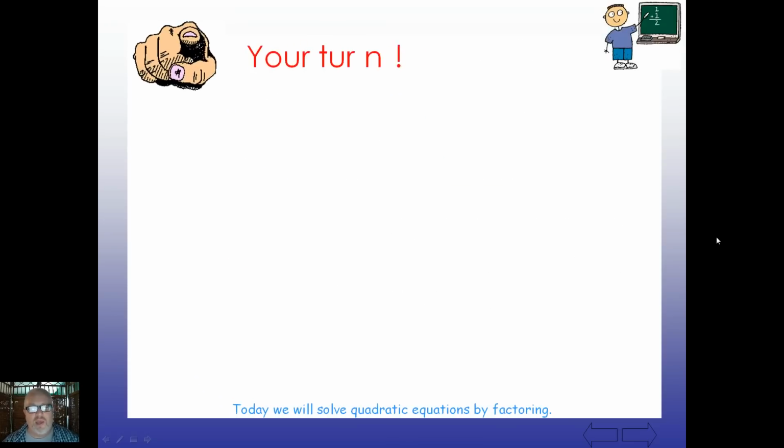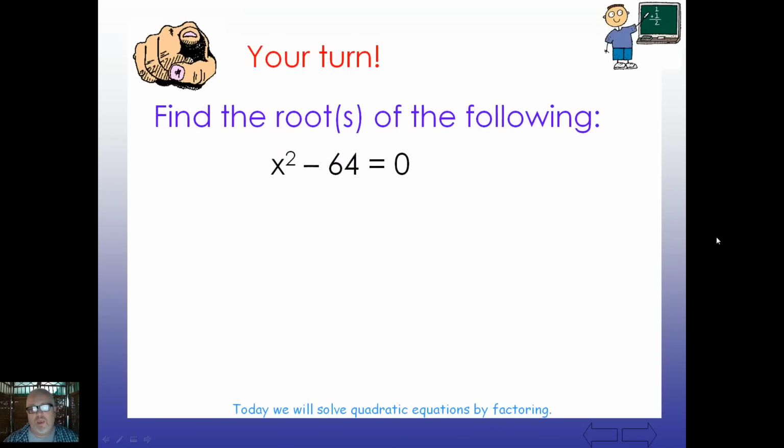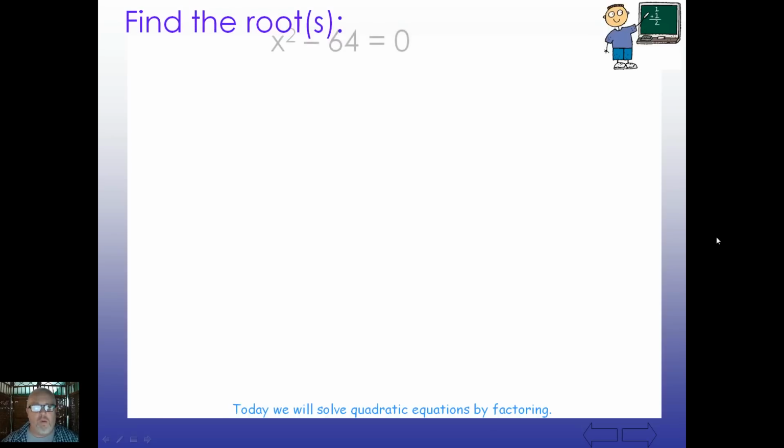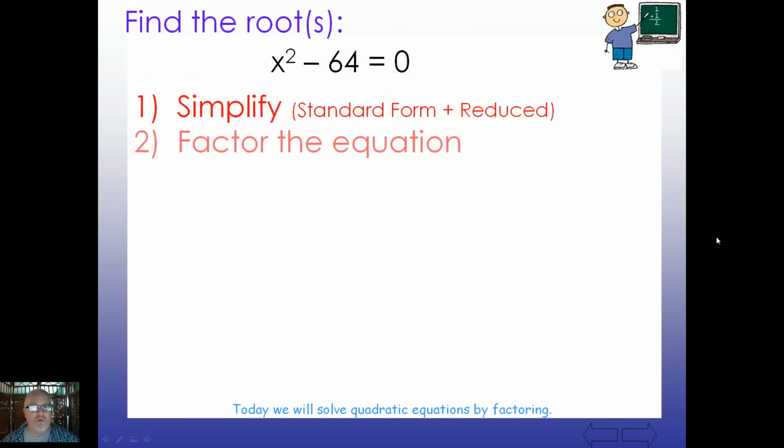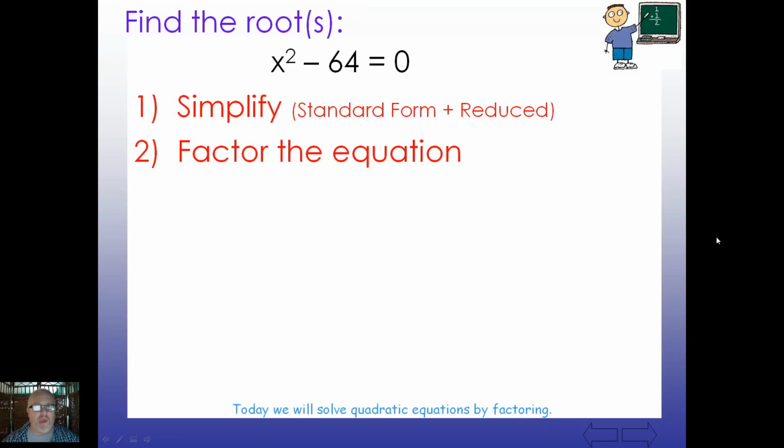So let's take a look at an example here. What if we have x squared minus 64 equals 0? Well, I'm pretty confident that you can find the roots here, because we know that we want to simplify first and then factor the equation.